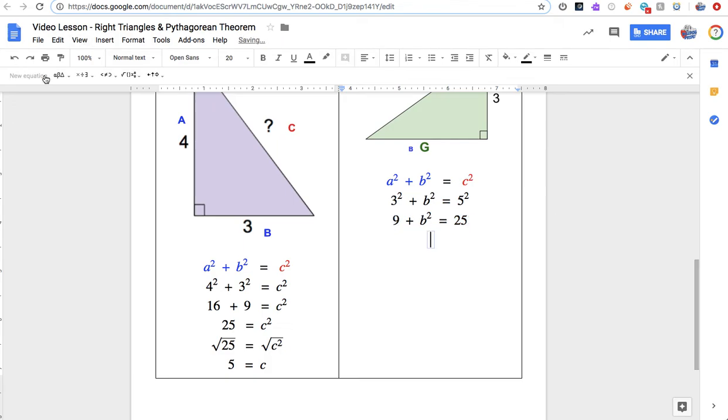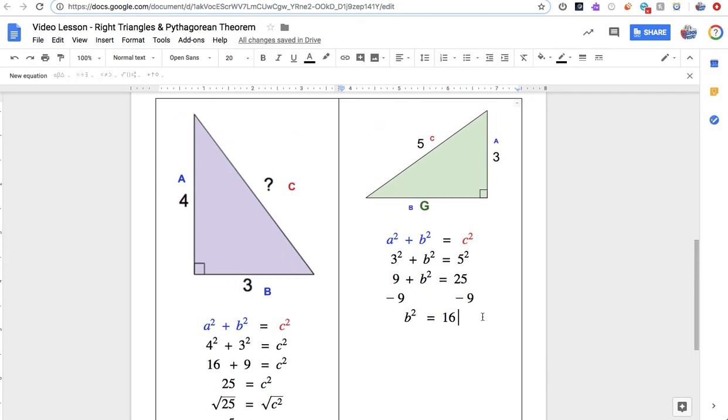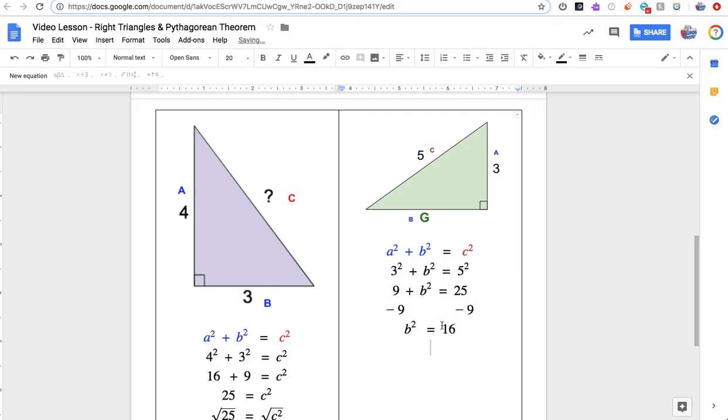So I need to think back to 6th grade, 7th grade, and use my inverse operation of subtracting 9 from both sides, because that will get the b squared all by itself and allow me to combine the 2 constant terms on the right side of the equation now. 25 minus 9 leaves us with 16. Again, pause the video. If we know that b squared equals 16, what do we think b has to be?